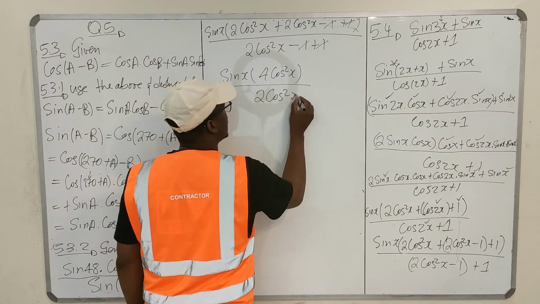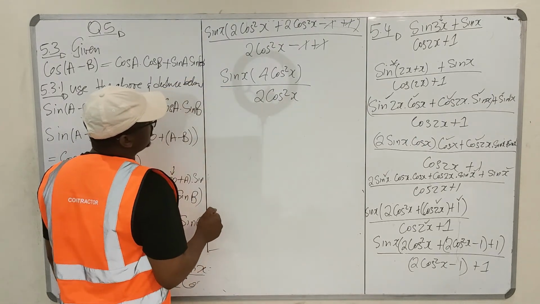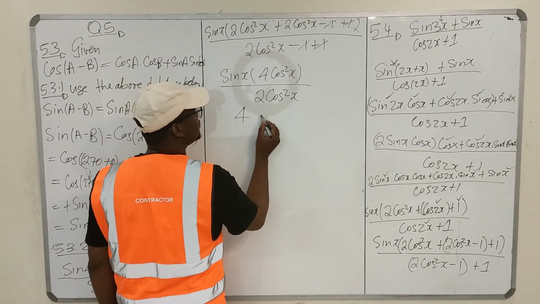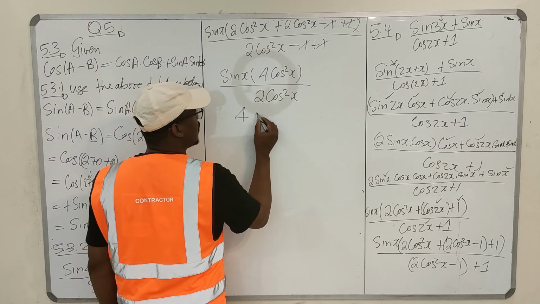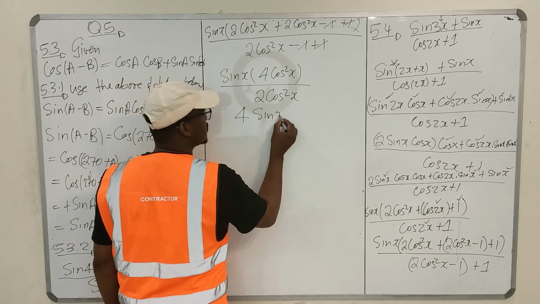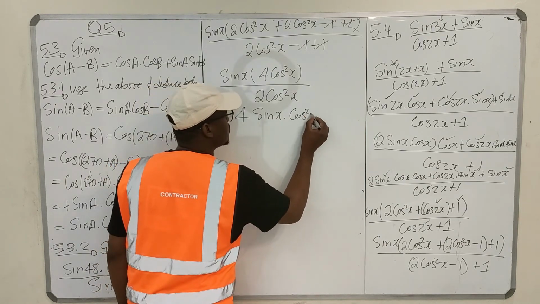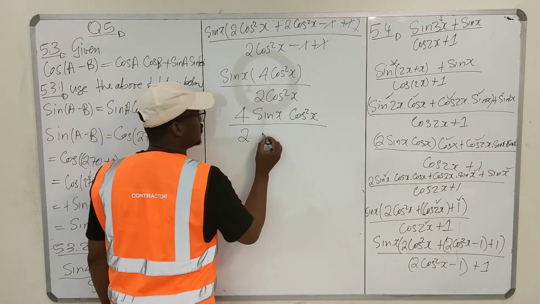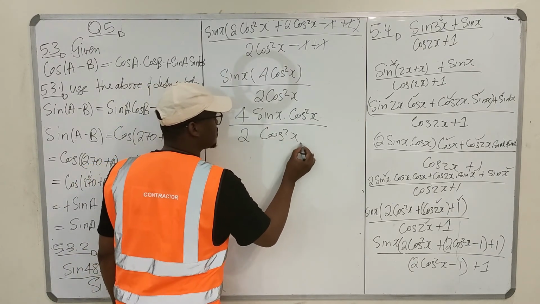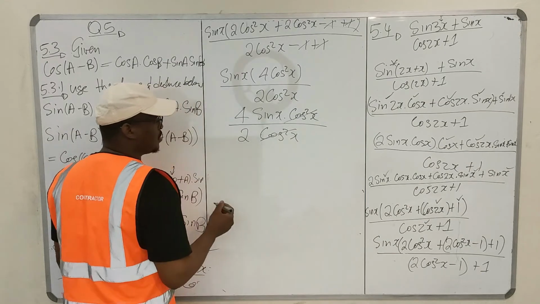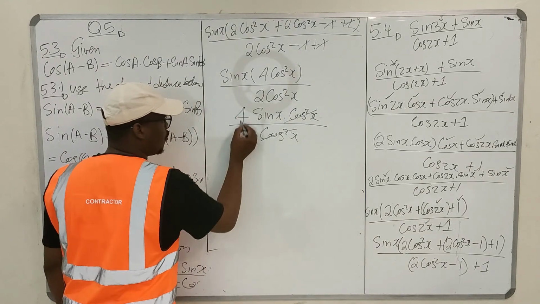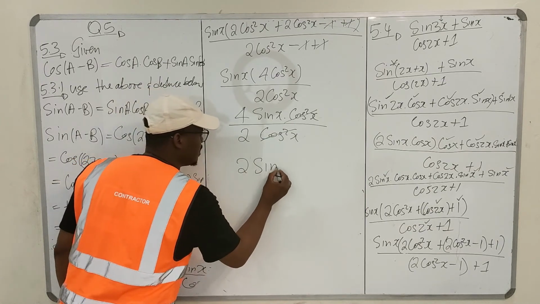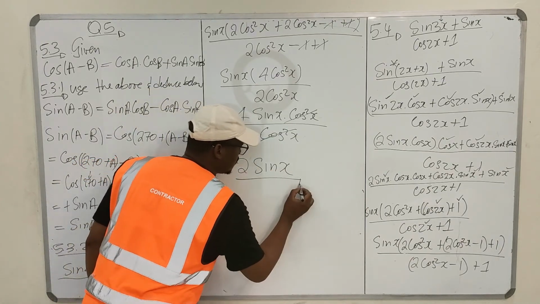cos squared x. Then if you multiply the top, 4 sine x cos squared x, all divided by 2 cos squared x. So this and that go away. So I'm left with 4 over 2, which is 2 sine x. We're done.